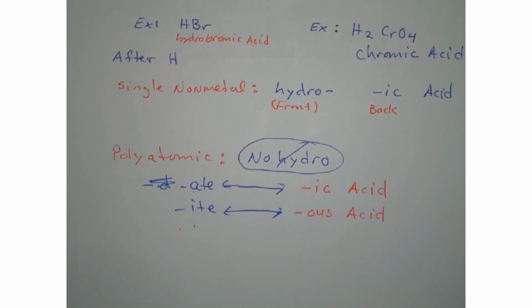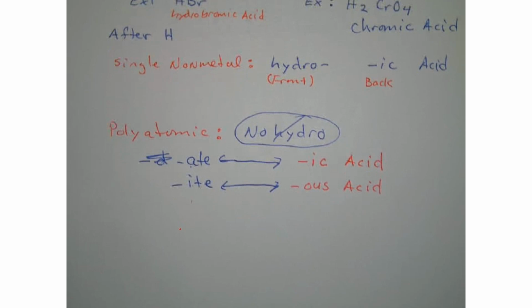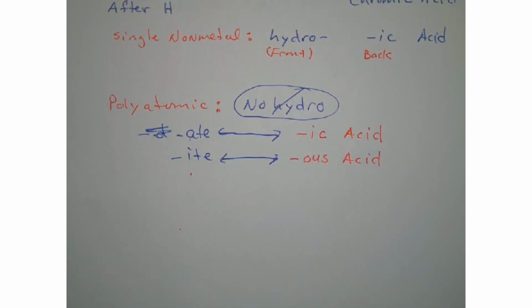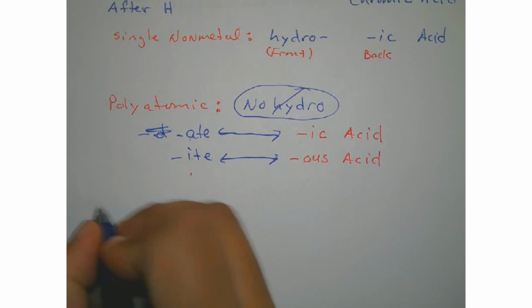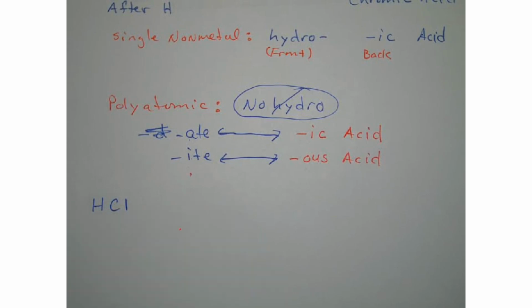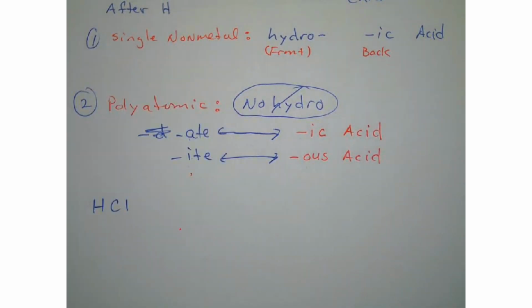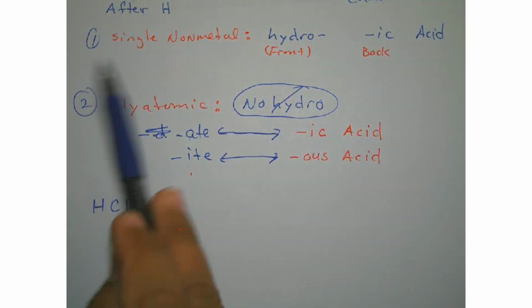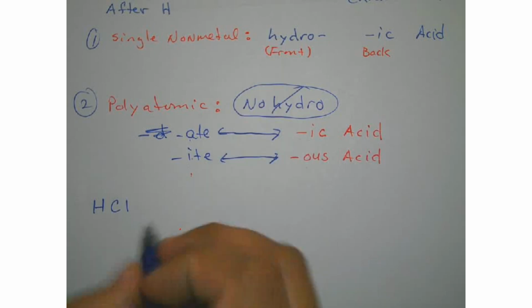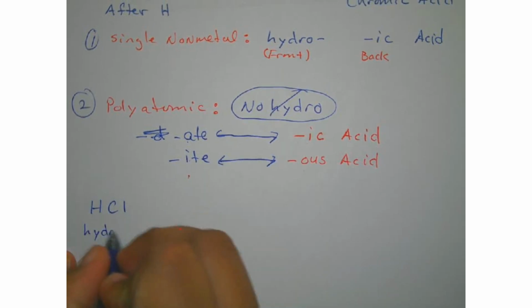Let me give you a couple of examples. Let's say we had HCl. We're going to use this example. Is this an acid? Yes, it starts with an H. Now, which rule are we going to use, Rule 1 or Rule 2? Well, after the H, it's just a single nonmetal, so we're going to use rule number 1. So what do we do? We're going to write hydro. This is chlorine.